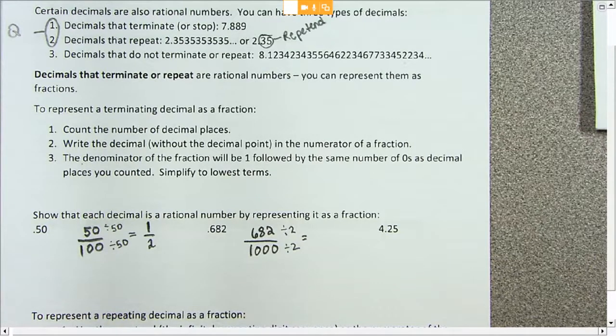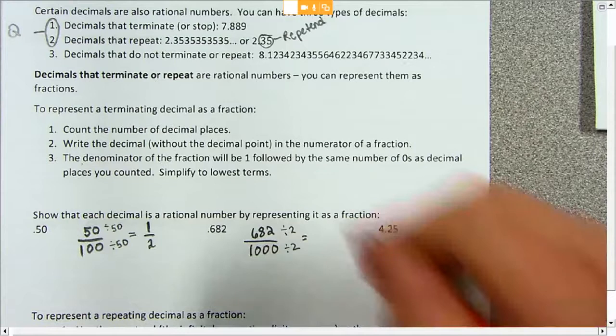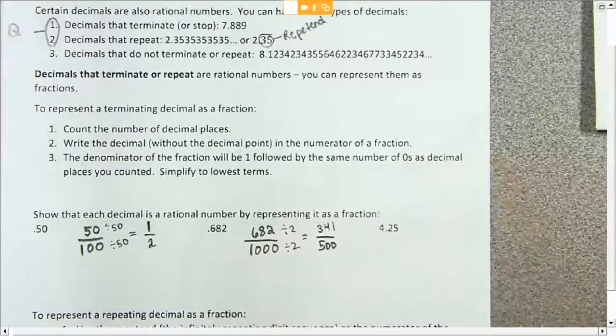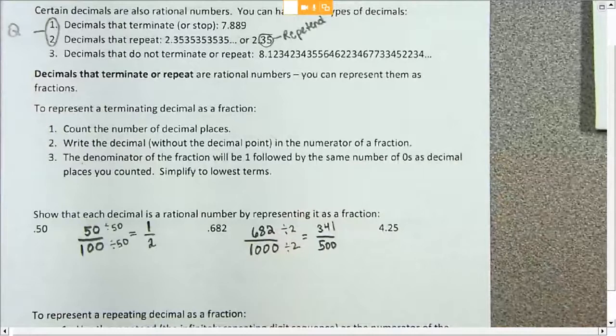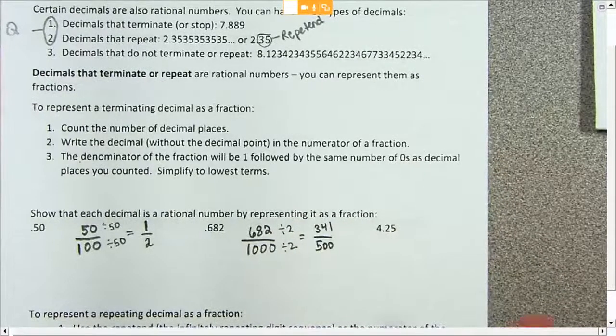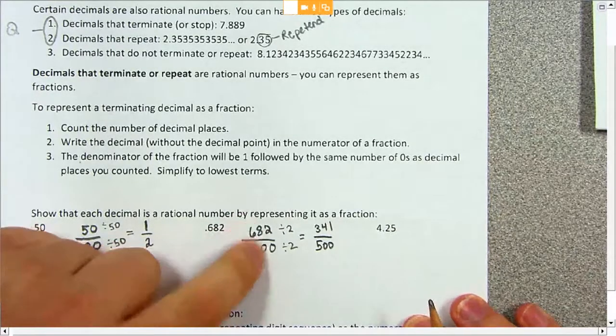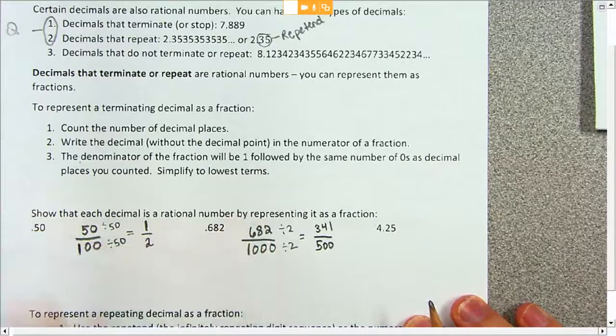There are websites that will reduce. It says 341 over 500. 341 over 500 is exactly right. Wow, it did it. Good. But if your calculator won't, you can always just recognize that these are both even, so they're both divisible by 2.